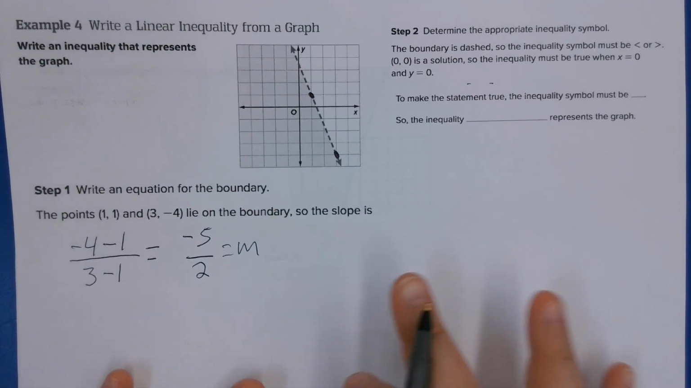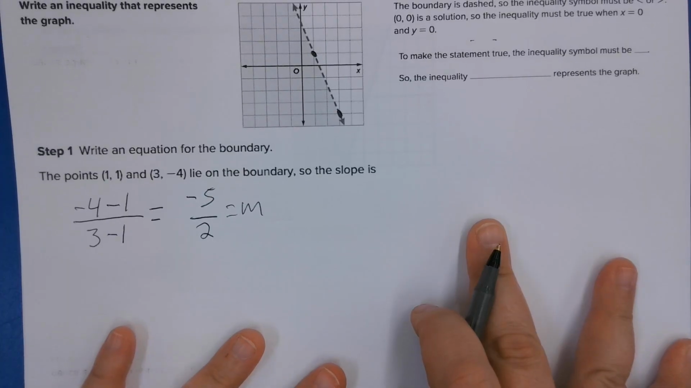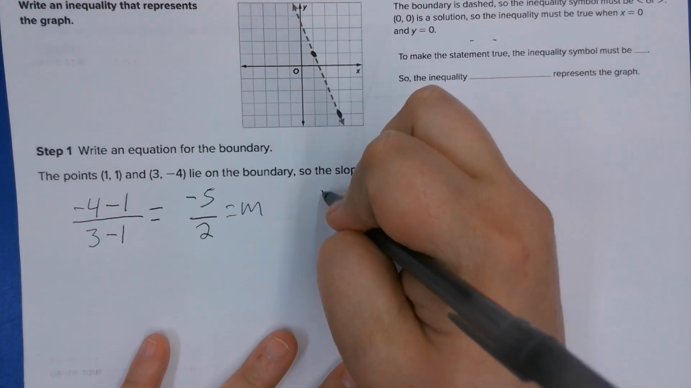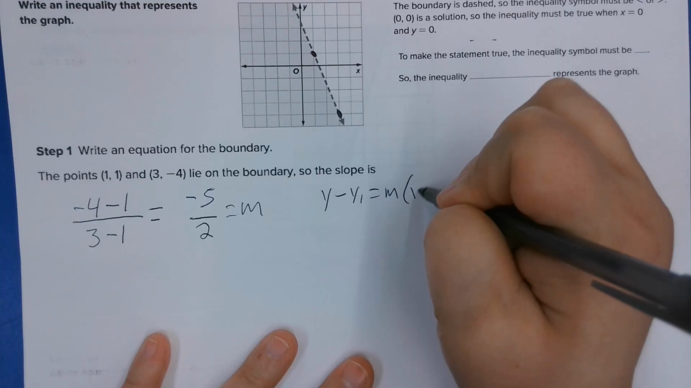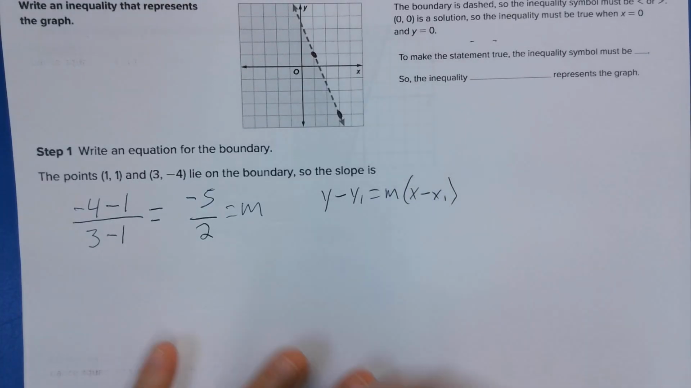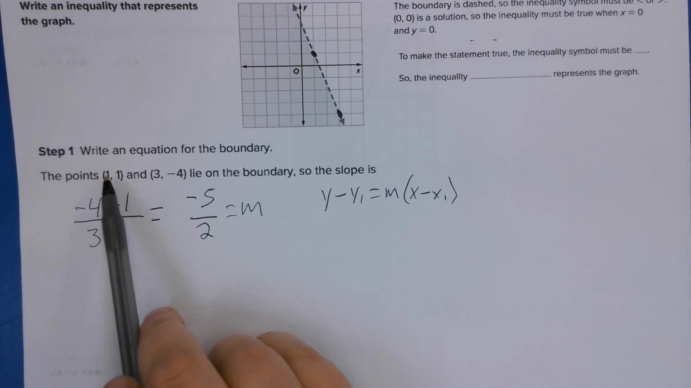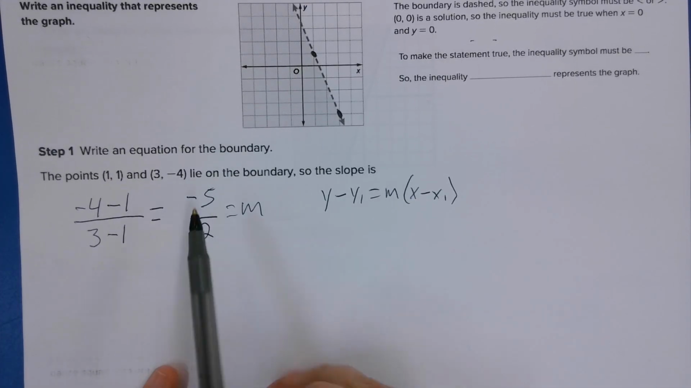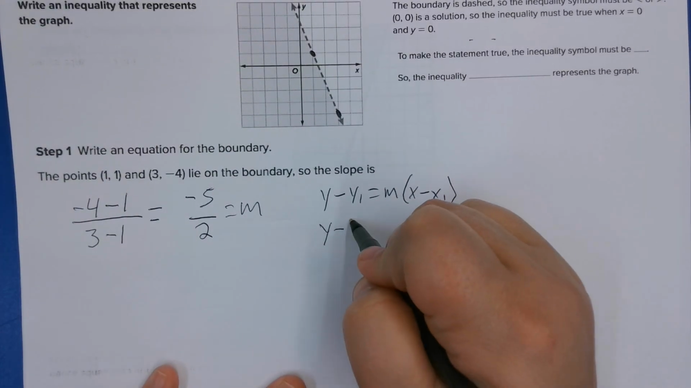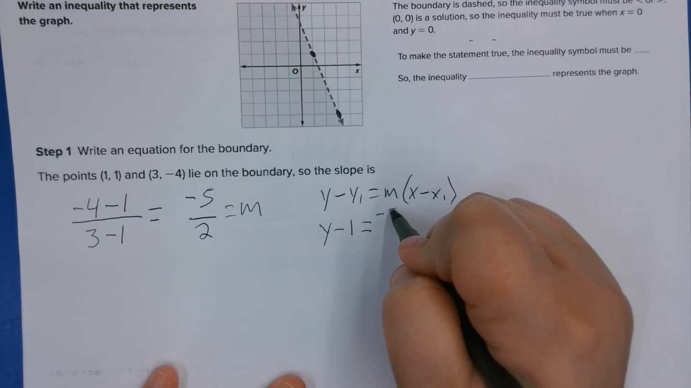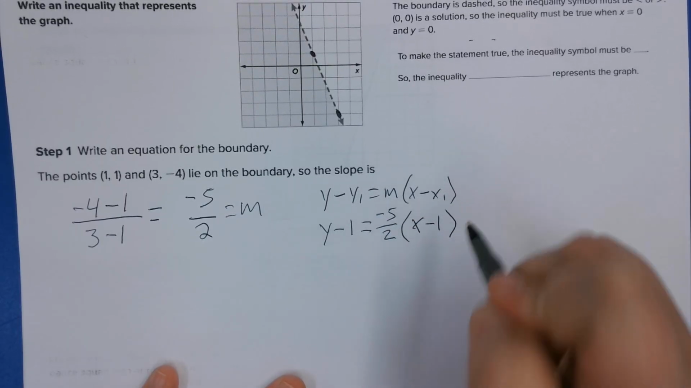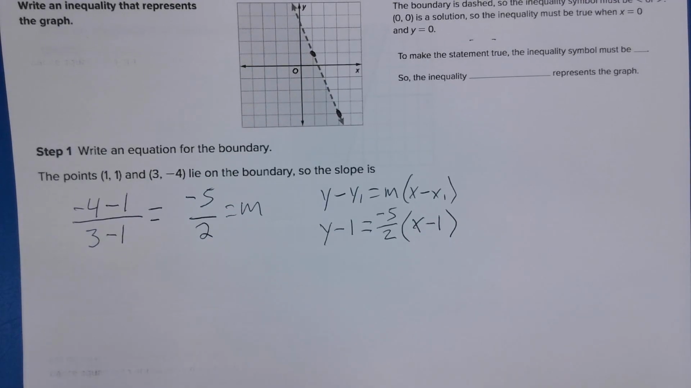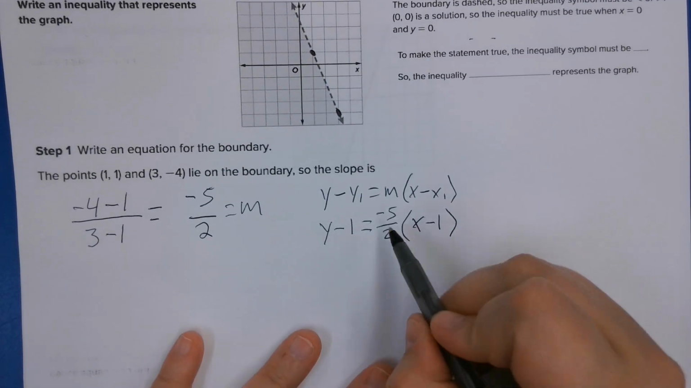Next, I should probably put it in point slope form in order to get it into an equation. So I've got y minus y1 equals m times x minus x1. There's my point slope form. Let's go ahead and use the easier point. I'm going to use 1, 1, and I'm going to use my slope. So y minus 1 equals negative 5 over 2 times x minus 1. I've plugged my point in. Now I need to try to solve.